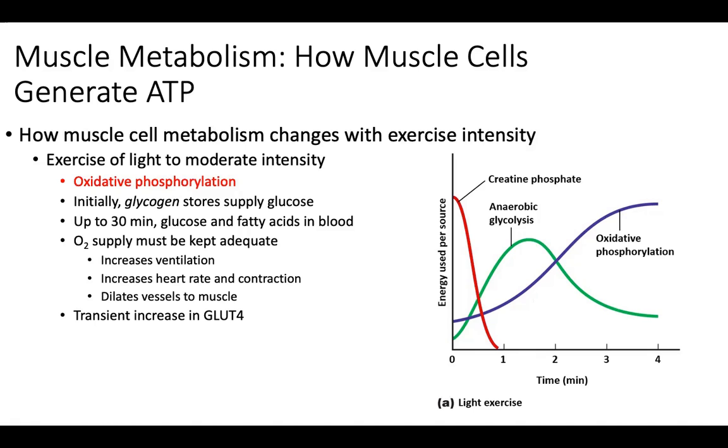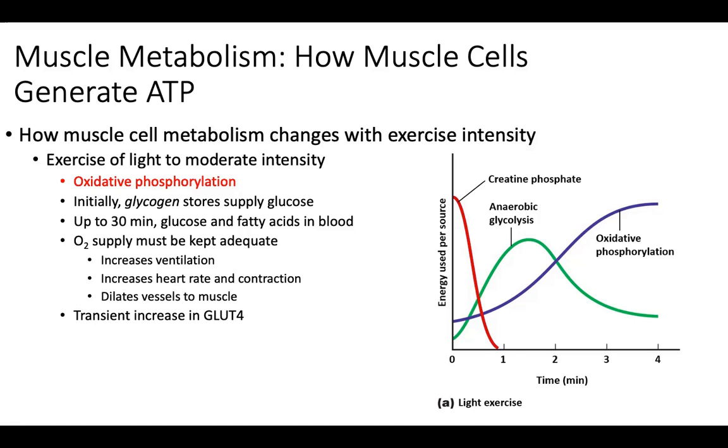So bringing it in via ventilation is not enough. We want to increase the rate of the heart to pump that oxygen around the body via the circulatory system and the blood. And then we want to think about dilating vessels to muscles as well. So again, delivering that oxygen from the lungs where we breathe it in, from the heart where it's being pumped out, dilating our vessels so that it can actively be transported out to the muscles, again, sustaining that oxidative phosphorylation by delivering that oxygen directly to the muscle tissue.